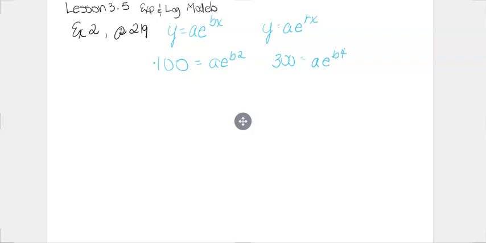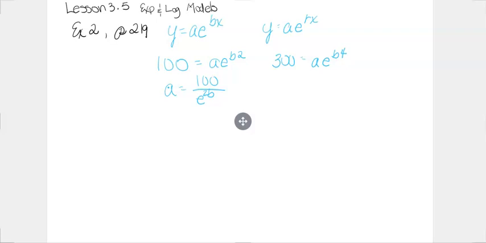Now what we don't know are our variables a and b, but we can use what we have to figure those out. Let's use our first equation to solve for a. So basically let's just isolate a. If I were to divide both sides by e raised to the 2b, I would get a equals 100 divided by e to the 2b. I'm just going to switch those around so I can have my coefficient in front of the b.